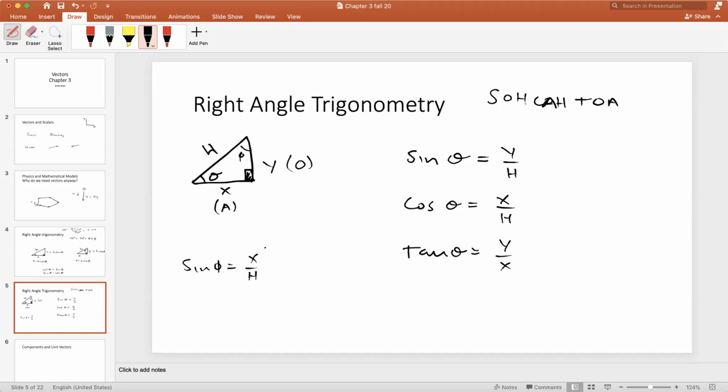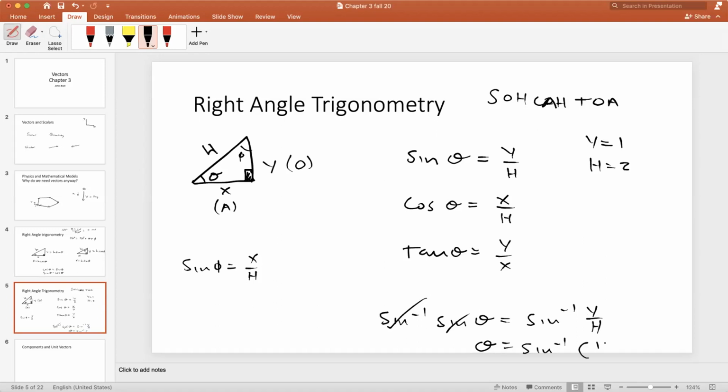Now, why do we need to know this? Well, let's say we know that y is 1 and the hypotenuse h is 2. We could find what the angle is from this equation. There's something called an arc sine, an arc cosine, and an arc tangent. If I take the arc sine of both sides, you'll see these on your calculator. They're sometimes written with a -1. That is not an exponent. That is the arc, or the inverse, of sine. When you multiply the inverse times normal sine, they cancel. So you get that the angle is arc sine of 1 over 2.